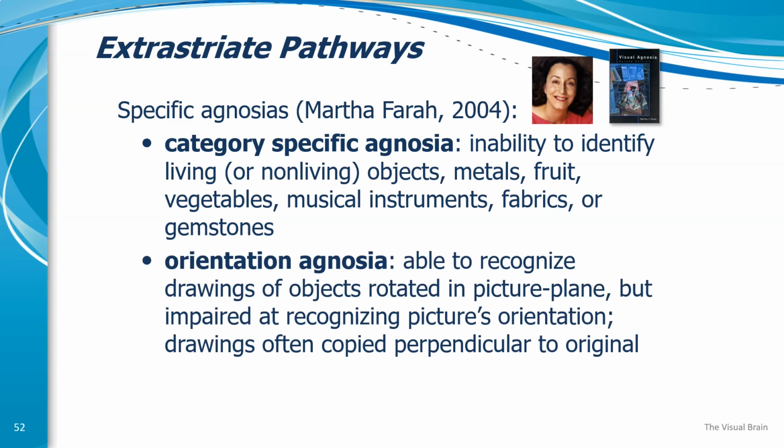Orientation agnosia means that people can recognize objects that are rotated, whereas those of us without this kind of agnosia would have difficulty. If you give them the picture copying test, they might actually copy a drawing perpendicular to the original. So the original might be the Eiffel Tower, and they'll copy it, but it's sideways, and they won't be able to tell that they copied it at a 90-degree angle to the original.